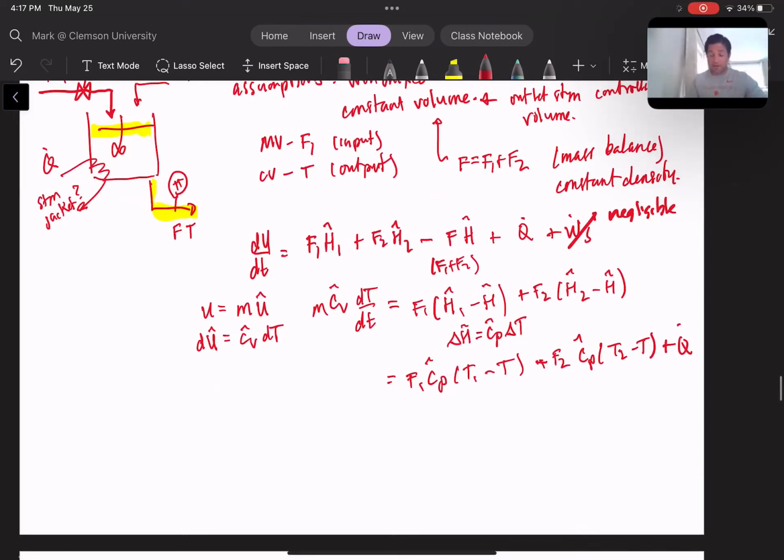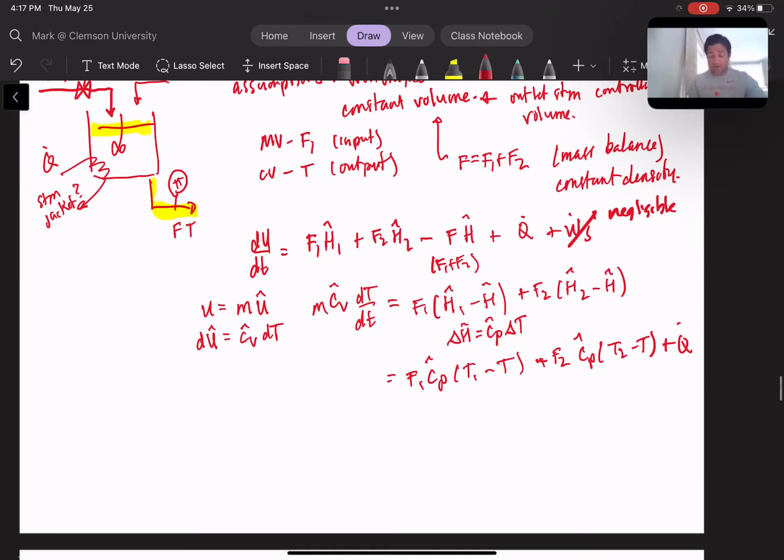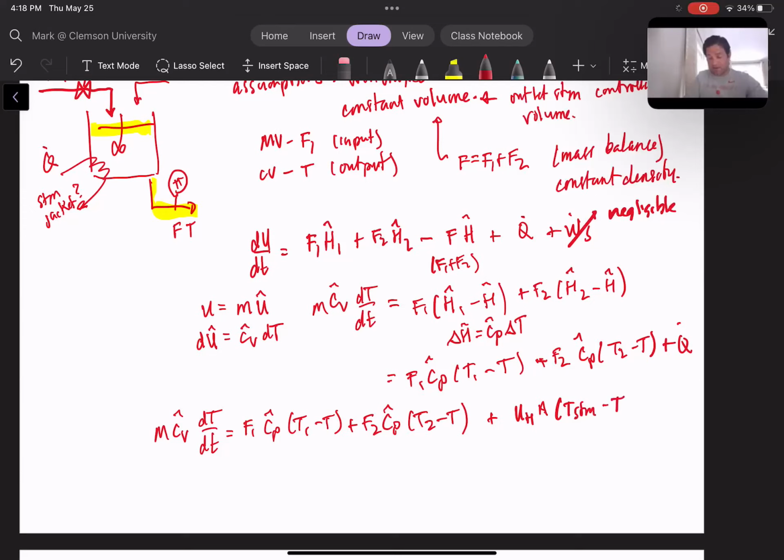Okay. So other things that we might, so here we're kind of close now, and maybe I might stop here for a second because here's our mCv dT equals F1 Cp (T1 minus T) plus F2 Cp (T2 minus T) plus, let's just say Q is based on a steam jacket, Q would be equal to U, the heat transfer coefficient, times the area times (T steam minus T). Let's just say if it's equal to that. And again, all of these things are constant.